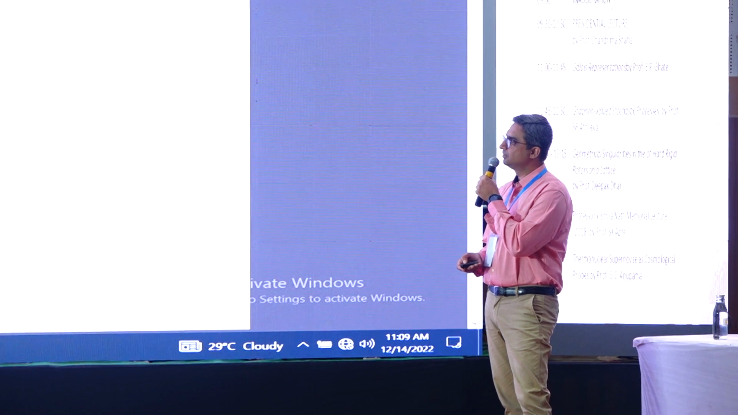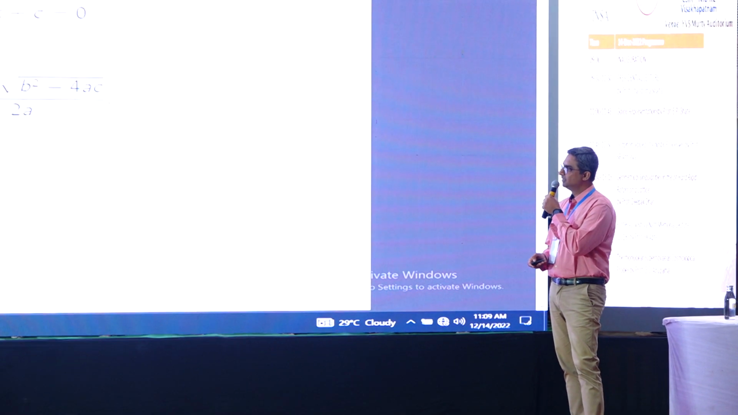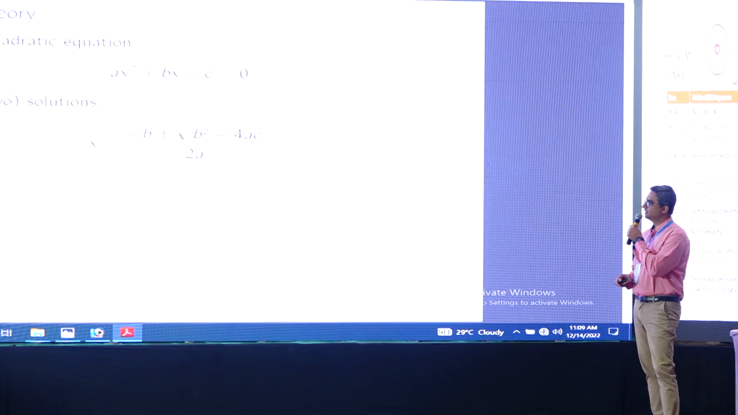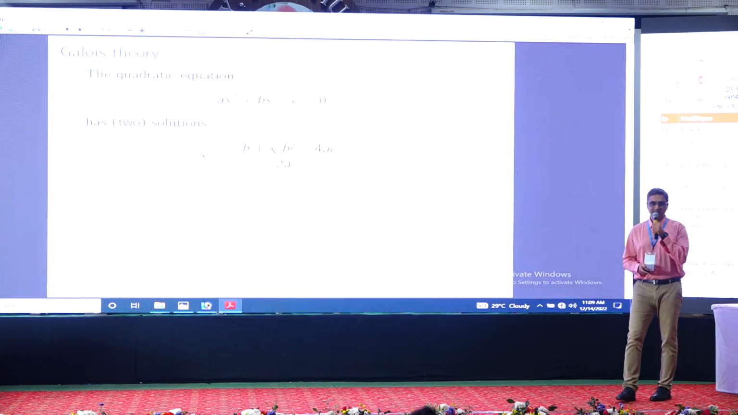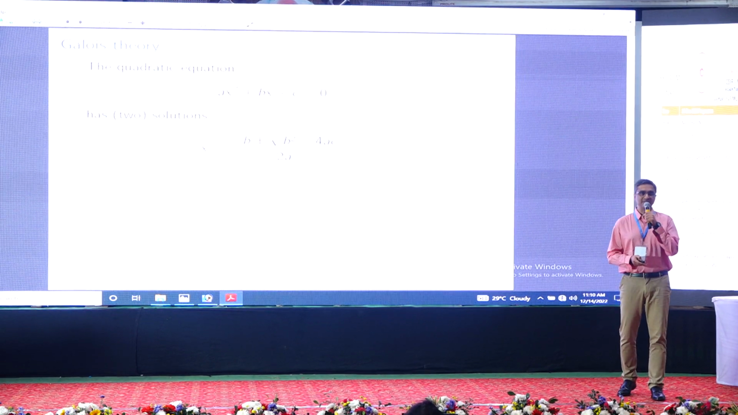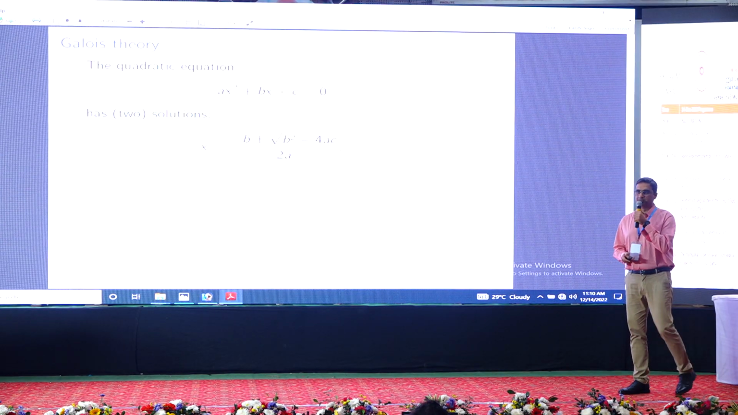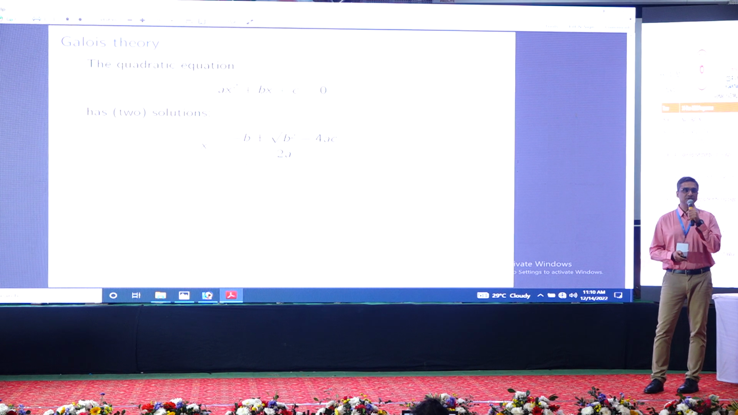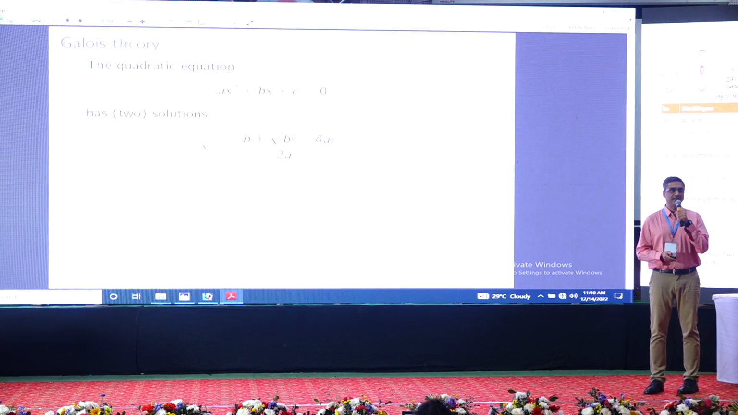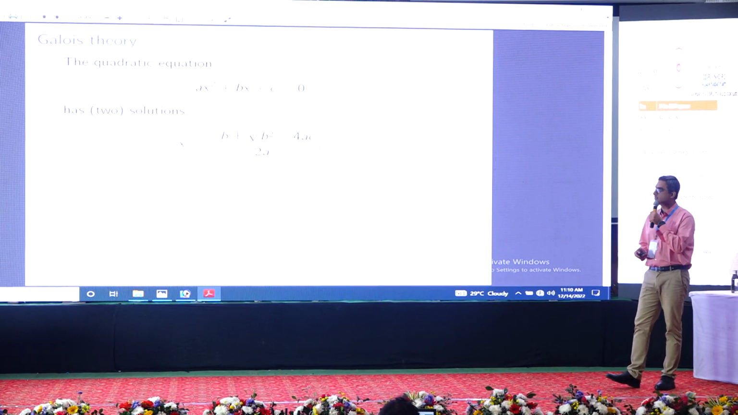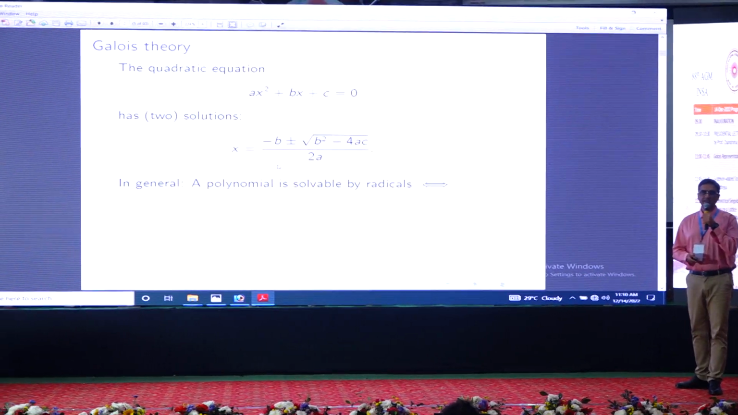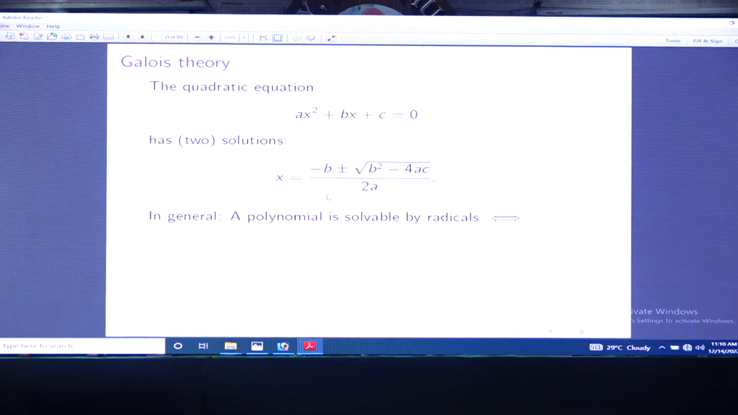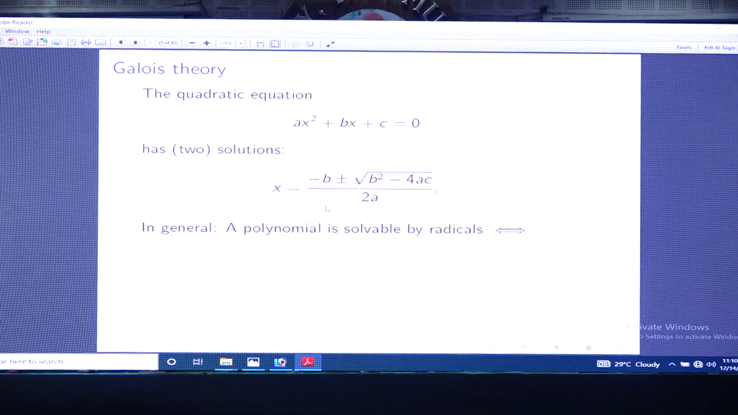The famous quadratic equation. When we were in class 8 in schools in India, we learned this formula: x equals minus b plus or minus the square root of b squared minus 4ac, all over 2a. There are competitions in school about how fast you can say that formula. But the point of this formula is that you are solving this equation by radicals. There are some square root signs.